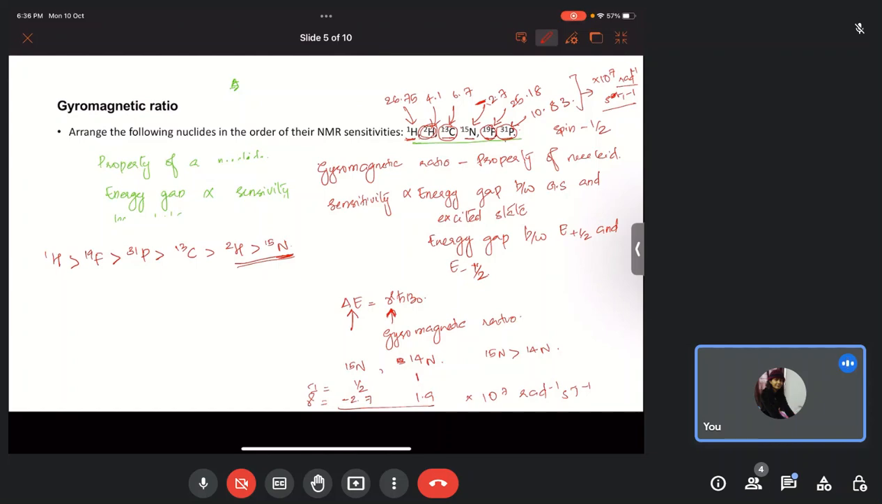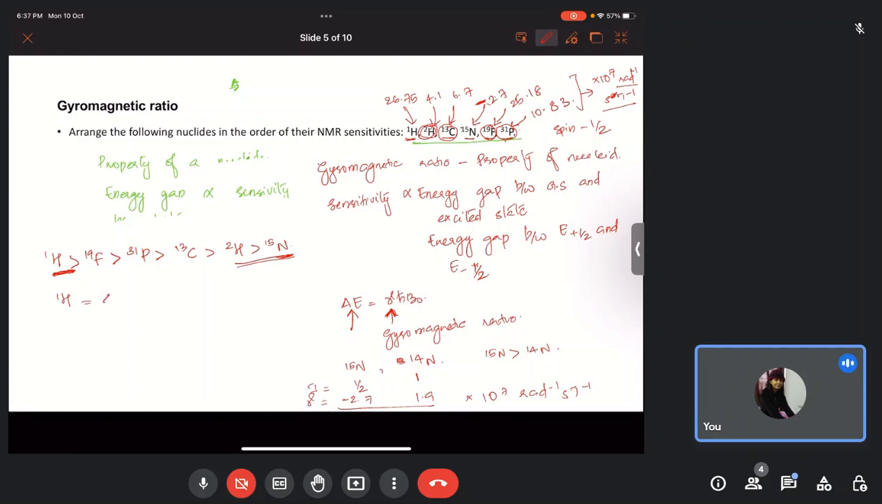I hope you understood why. It doesn't matter what the sign of the gyromagnetic ratio is. What matters here is the magnitude of the gyromagnetic ratio, and according to the chart that we have made, the one with the highest gyromagnetic ratio, which is proton, is much more sensitive than any other nuclei, be it fluorine, phosphorus, carbon, or nitrogen. So if we correlate how many times different it is going to be.